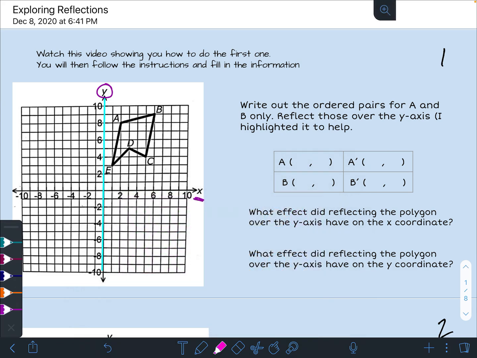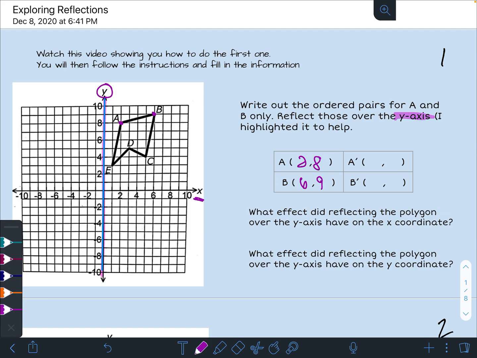So, this one tells us to reflect over the y-axis. So here is my y-axis. Now, we only are really going to look at points A and B. You can flip all of the points. I just wanted to save you a little bit of time and only look at 2 points. So point A currently sits at (2, 8) and point B currently sits at (6, 9).